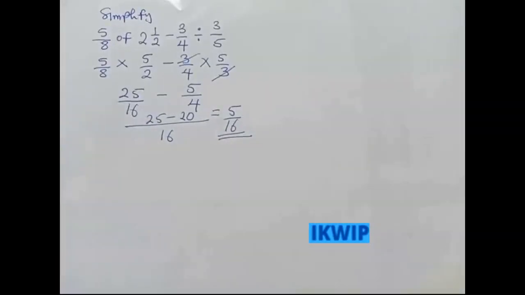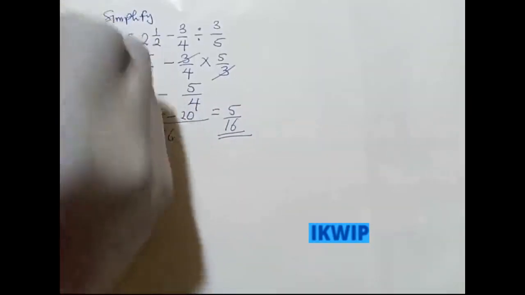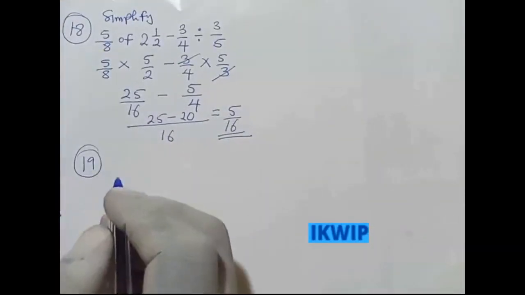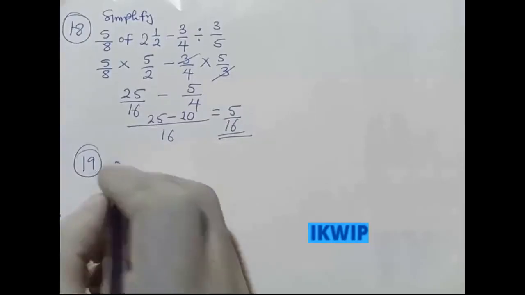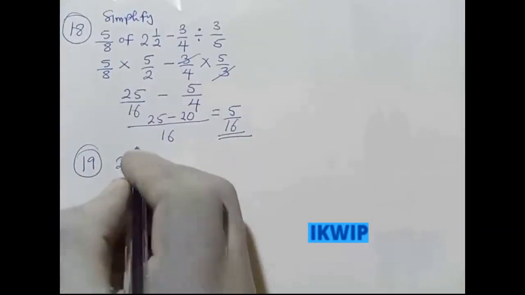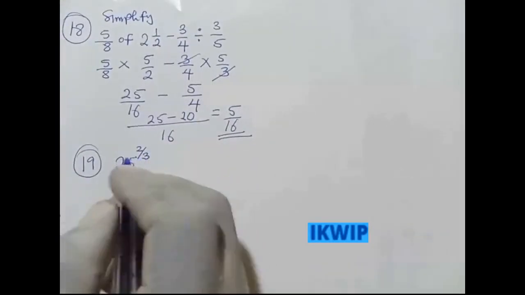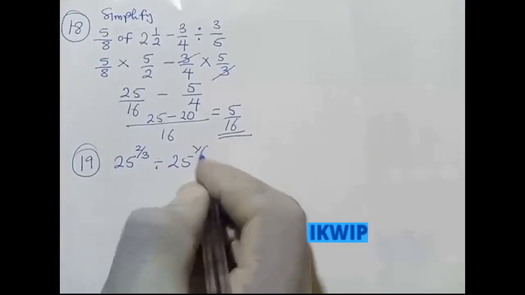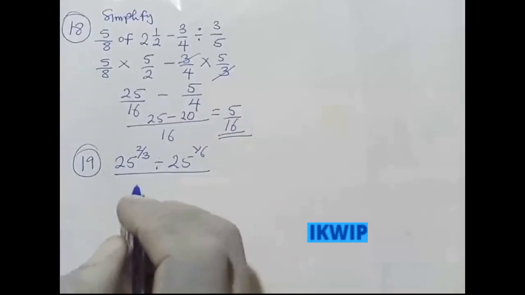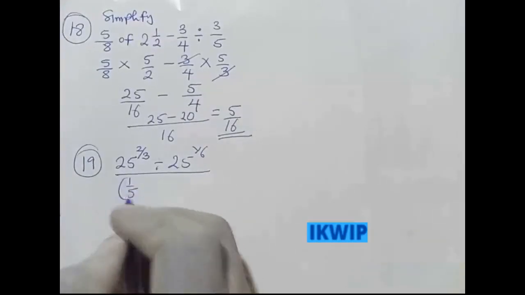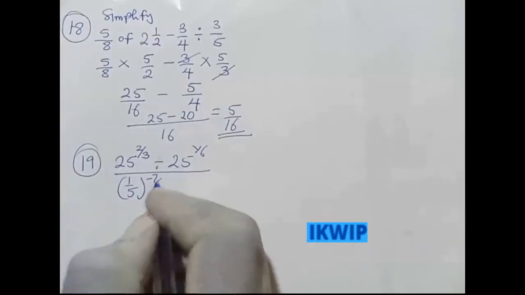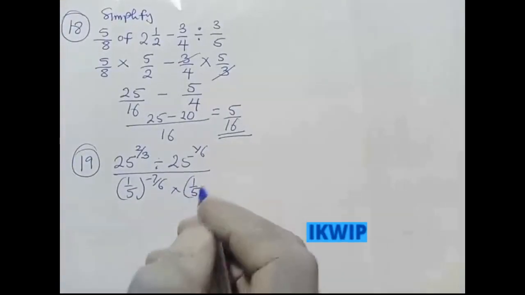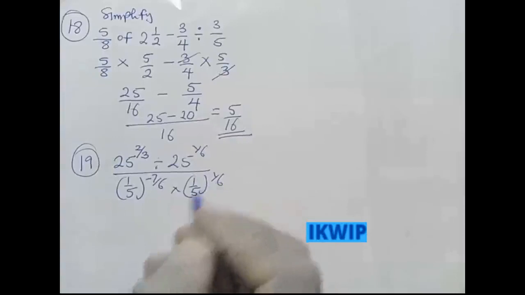Alright, let me say this is my number 18. I go ahead to have number 19 here. So let's quickly do this. I have 25 raised to the power of 2 over 3 divided by 25 raised to the power of 1 over 6, all over 1 over 5 raised to the power of minus 7 over 6 times 1 over 5 raised to the power of 1 over 6.